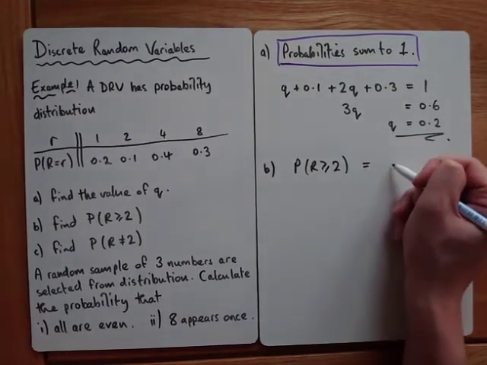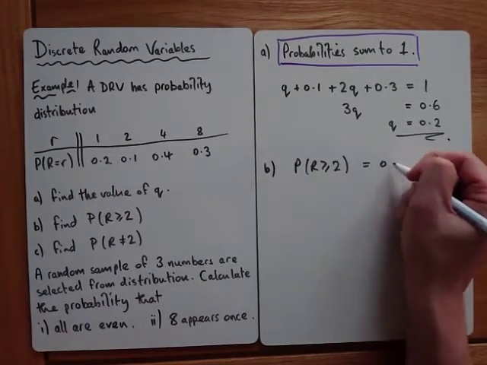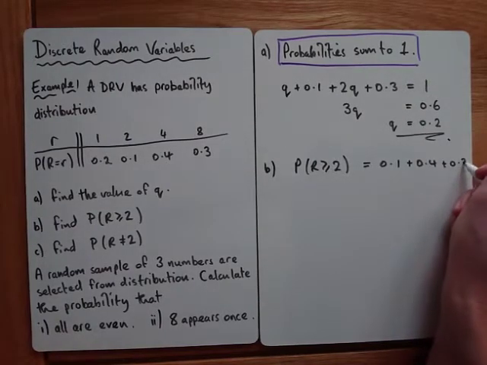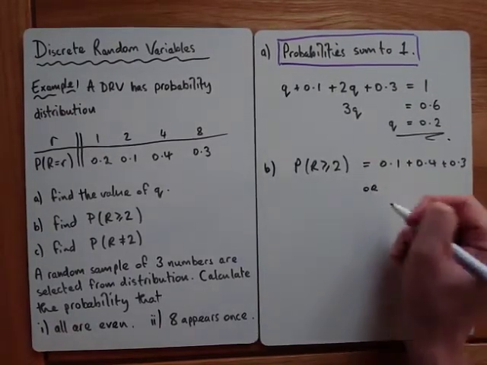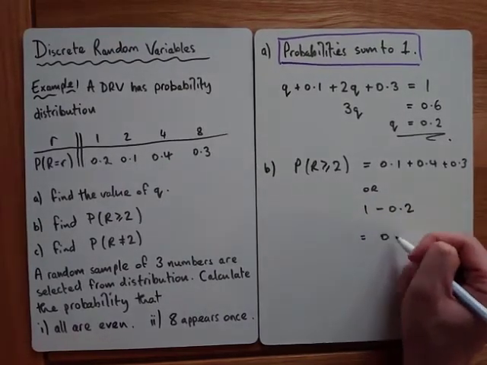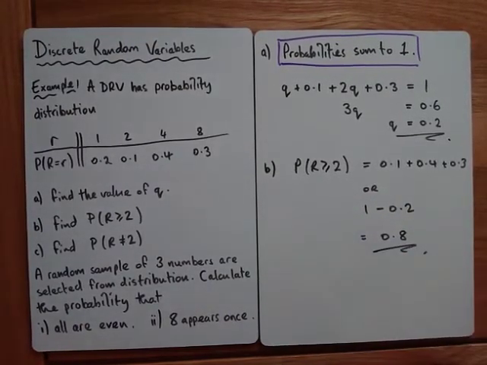And we could literally just write down the calculation: 0.1 plus 0.4 plus 0.3, or you could think about it as 1 minus 0.2. Either way, we're going to get 0.8.